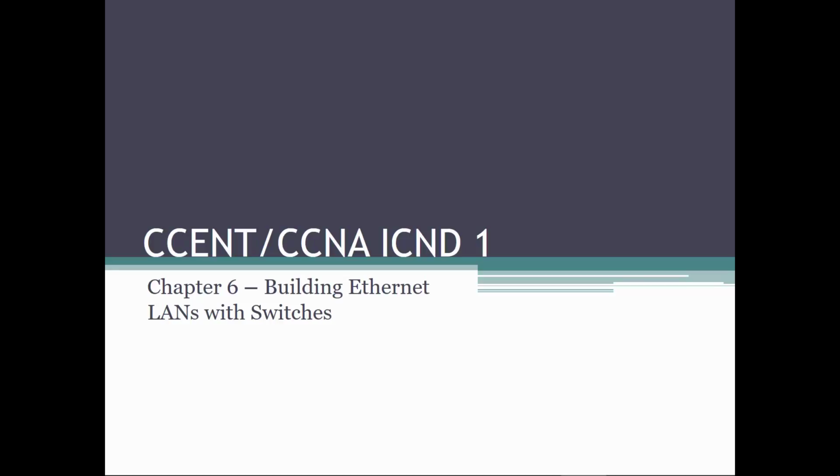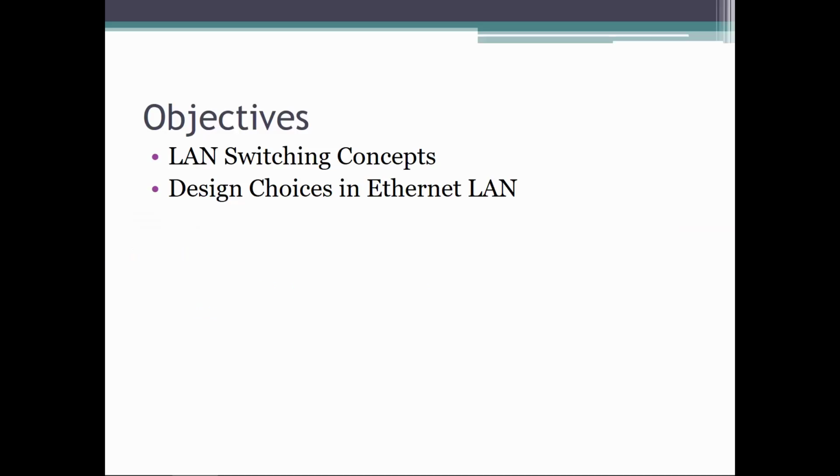This video we're focusing on our CCENT ICND1, specifically Chapter 6, Building Ethernet LANs with Switches. This is coming out of the Odom 2013 Cisco CCENT CCNA ICND1 for exam 100-101. This does have the network simulator attached to it, but for these videos, we're not focusing on the network simulator. Alright, so the objectives so far are LAN switching concepts and design choices in our Ethernet LAN.